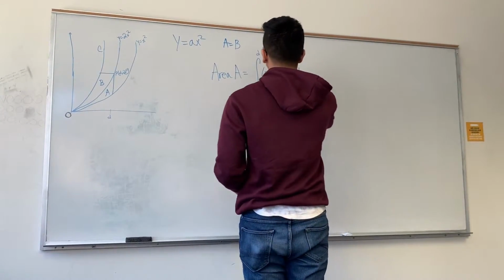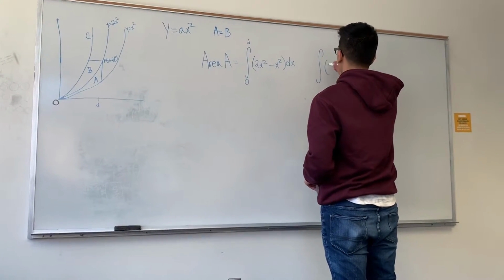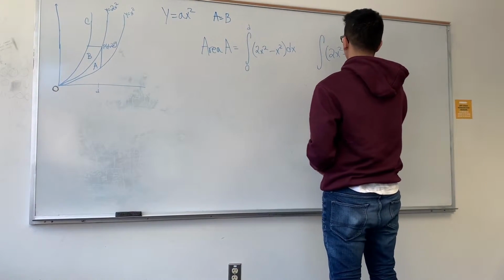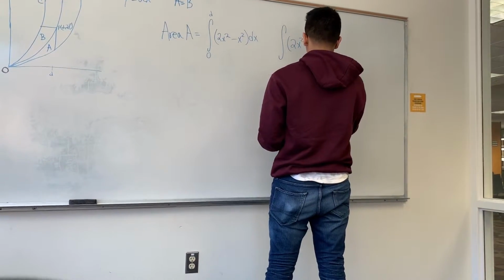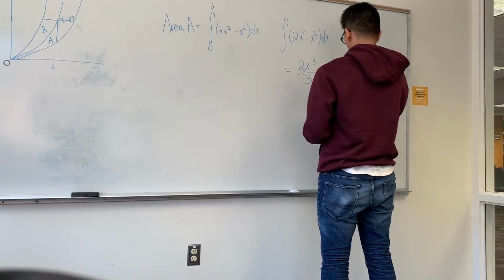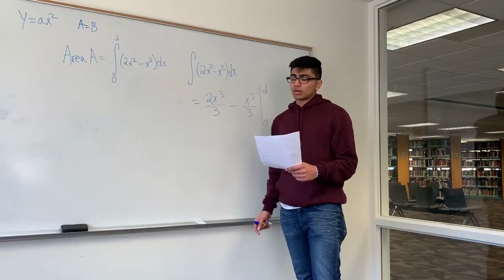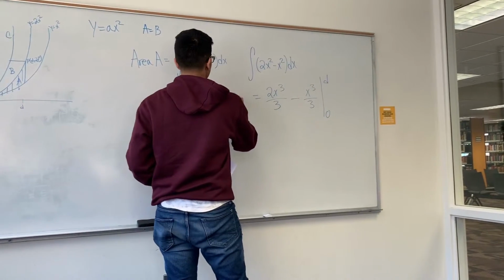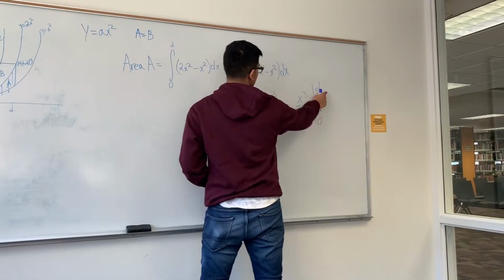So if we were to anti-differentiate it, just regular anti-differentiation of 2x squared minus x squared dx, we would get 2x cubed over 3 minus x cubed over 3 from 0 to D. Alright, so now we have found this, and this is the area A from the interval 0 to D.